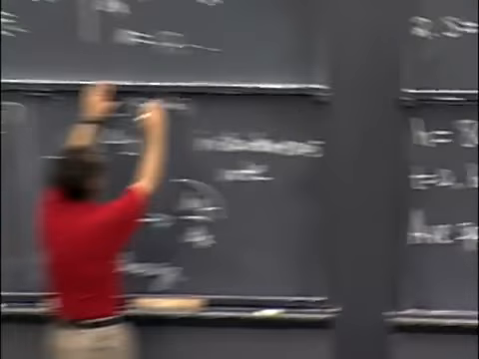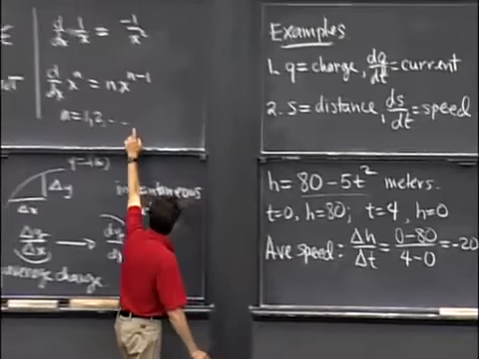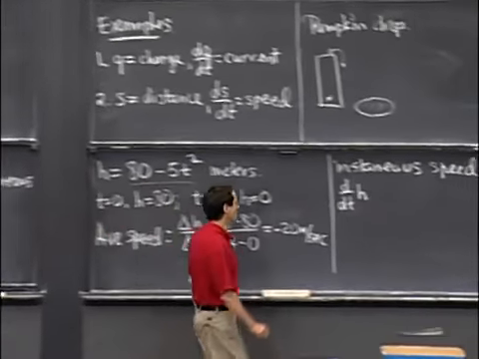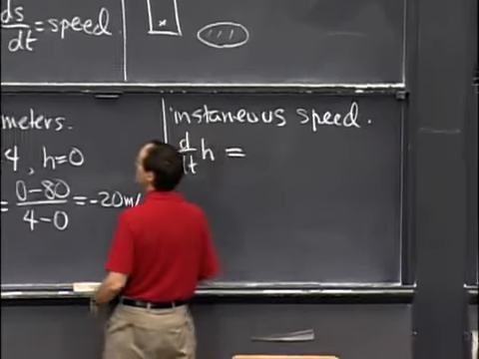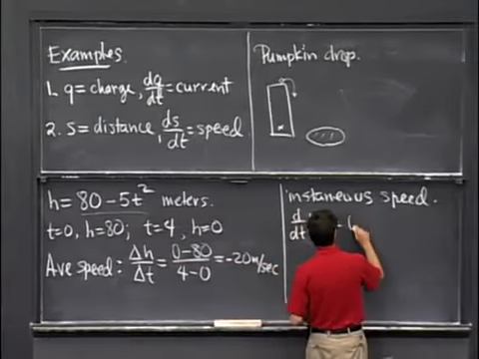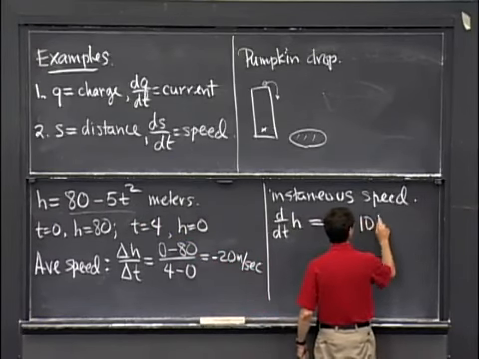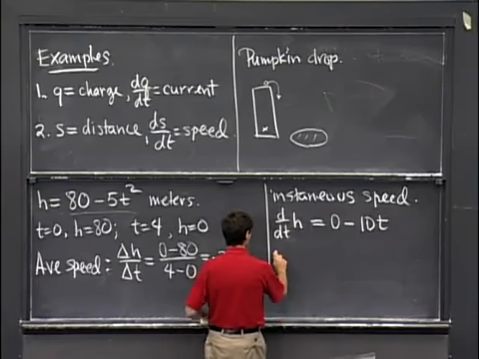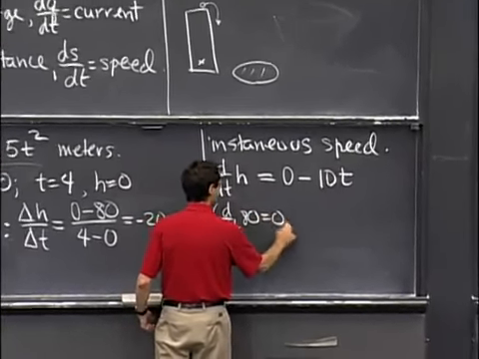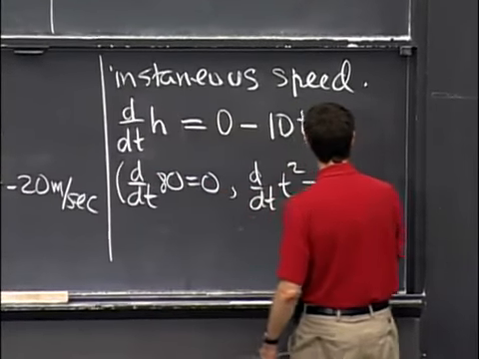Now remember, we have formulas for these things. We can differentiate this function now. We did that yesterday. So we're going to take the rate of change, and it's just the rate of change of 80, which is 0, minus the rate of change for this minus 5t squared. That's minus 10t. So that's using the fact that d by dt of 80 is equal to 0, and d by dt of t squared is equal to 2t.